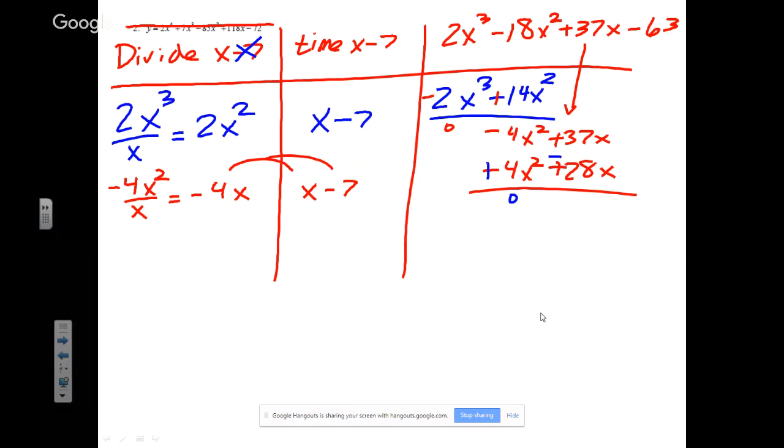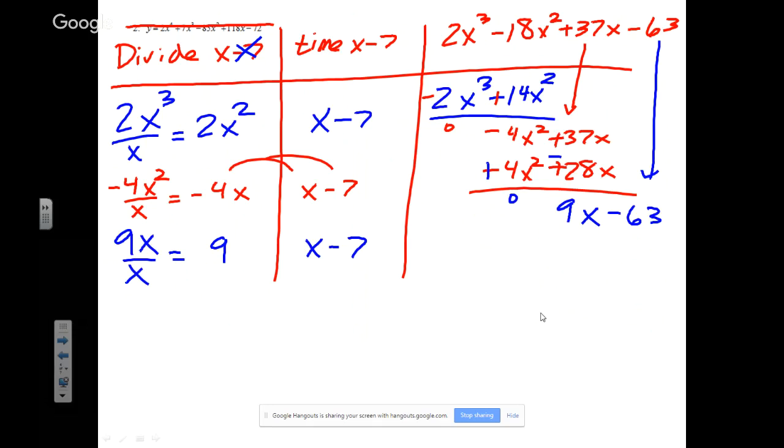0, 37 minus 28, 9. 9x. Bring down the next thing. Am I going too fast? 9x divided by x. I heard you say yes. I'm not ignoring you. We get 9x minus 63. And we always say yes, 0, 0, right? And so you say yes, 0, 0. Yes, 0, 0. Anybody? No. We are 2/3 of the way done.